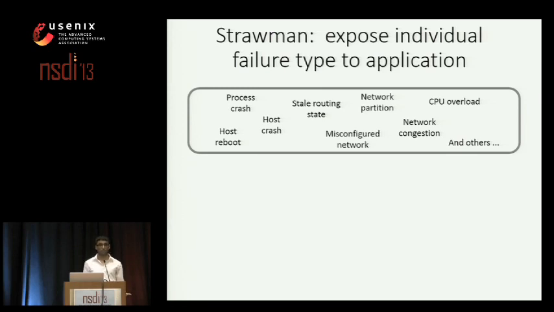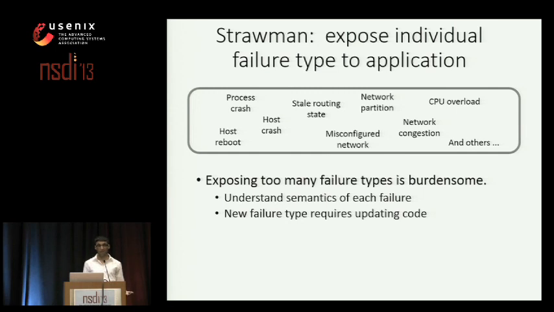Tell it that the remote process has crashed, or the remote host has crashed, or that there is a network partition. Exposing individual failure types probably conveys enough information to the application to recover effectively. But it is burdensome on applications and on application developers. It is burdensome on applications because now they must understand the failure semantics of each of these individual failure types.